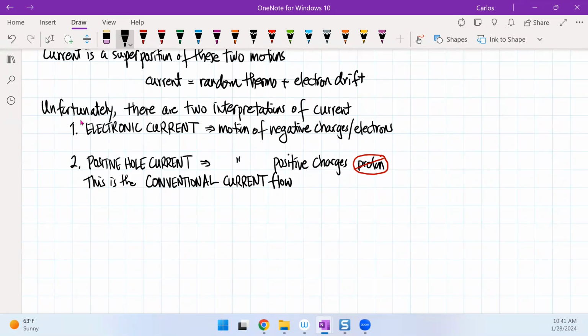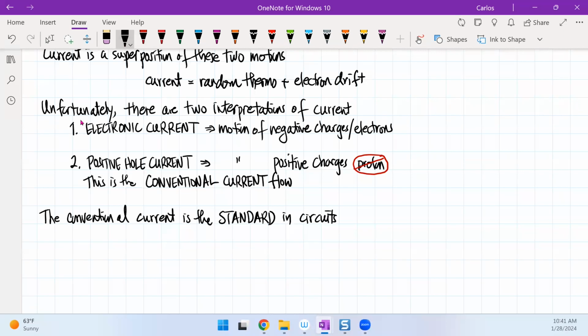So the conventional current is the standard in circuits, which is what we use in this course. That's our choice. So now let's define current.